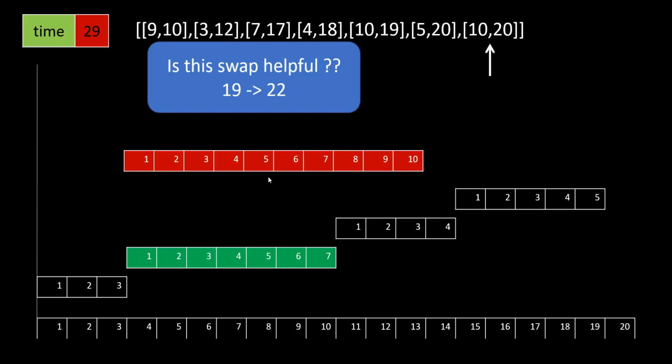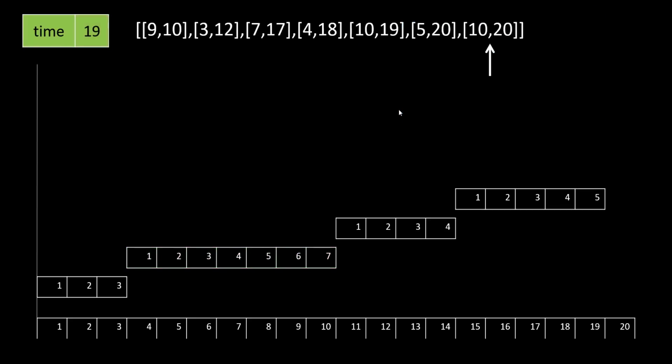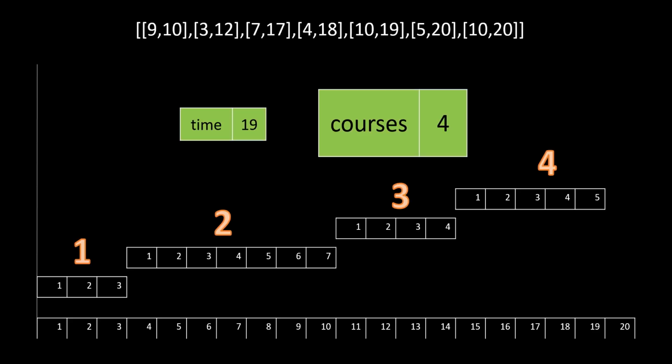But if you do that, your timelines would be shifted and that would affect the end dates of your other tasks. And those can go out of the bounds or out of the schedule that is given to you. And so you cannot take up this. So we just ignore this one and move ahead. Since this was the last one, you can say that we can complete 4 courses in the time frame of 19 days. And so 4 is our answer for this particular input.